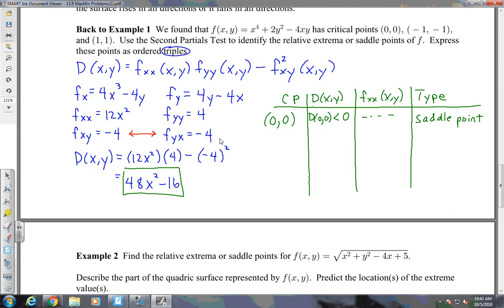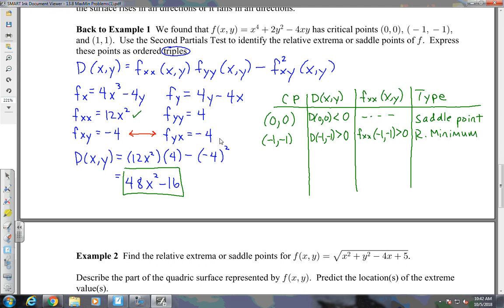Okay? The next critical point we had was negative 1, negative 1. If we plug that into our function D, now we don't necessarily care about the value, we just care about the sign, we would discover D is positive. Now, since D is positive, I also have to check the sign of the second derivative. You can check either f sub xx or f sub yy. So if I take x equals negative 1, y equals negative 1, plug it into my second derivative, we discover the second derivative is positive. A positive second derivative indicates a relative minimum.